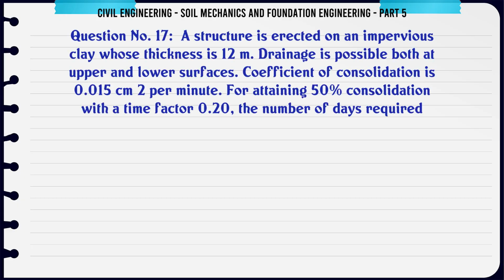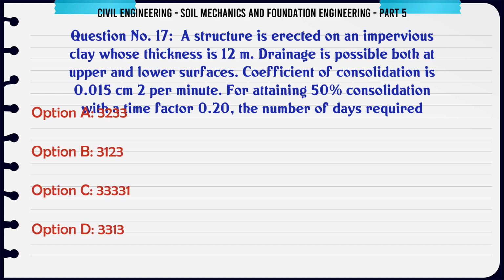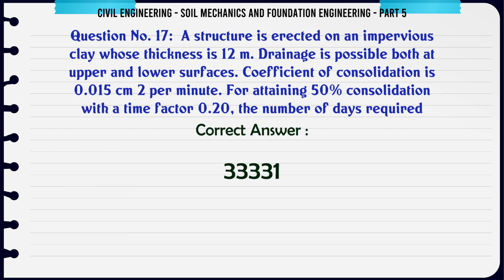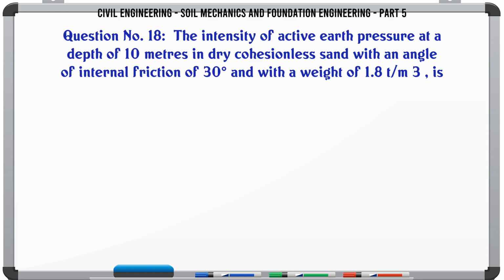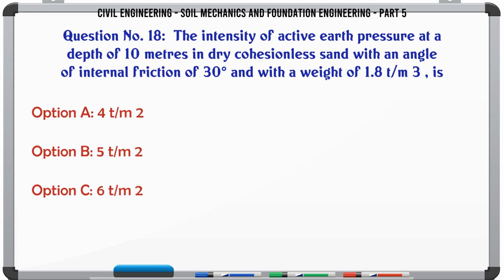A structure is erected on an impervious clay whose thickness is 12 m. Drainage is possible both at upper and lower surfaces. The coefficient of consolidation is 0.015 cm² per minute. For attaining 50% consolidation with a time factor of 0.20, the number of days required is: A. 3233. B. 3123. C. 33331. D. 3313. The correct answer is 33,331.